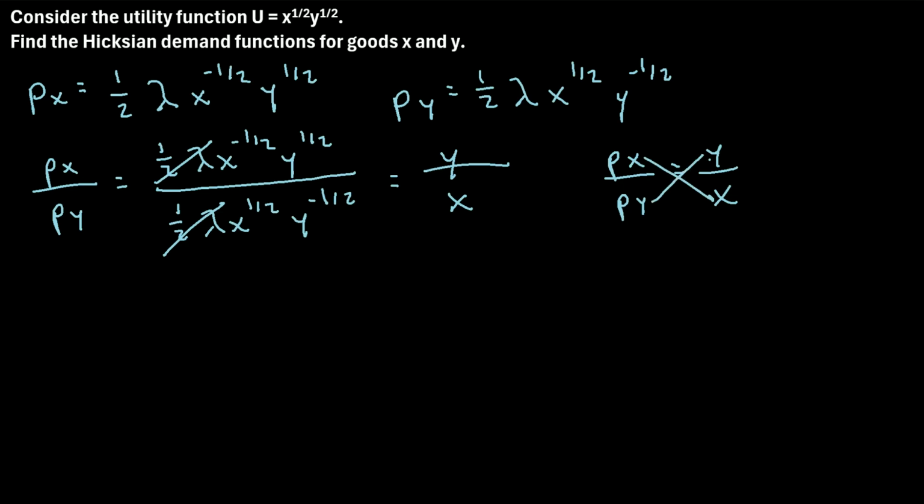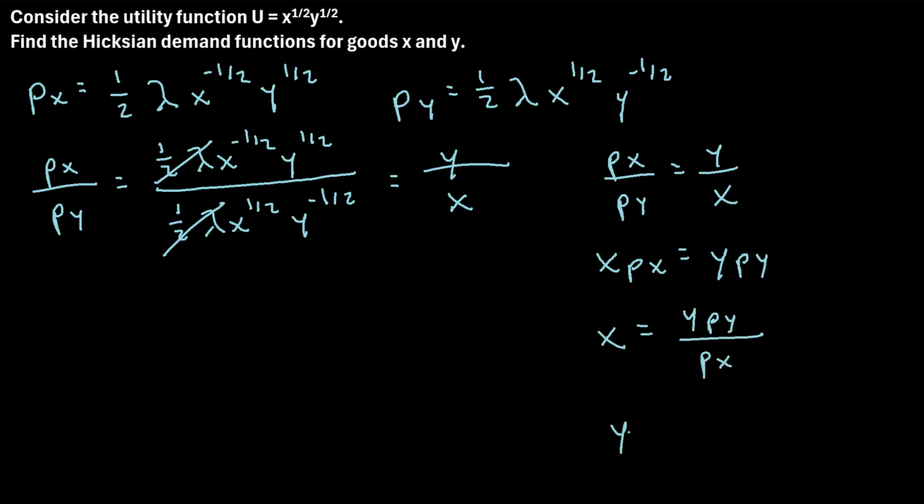So now it becomes very easy to solve for x and y. If we cross multiply and set these equal to each other, we'll find that x times the price of x is equal to y times the price of y. So we can see that x will be equal to y times the price of y divided by the price of x, and we can see that y will be equal to x times the price of x divided by the price of y.